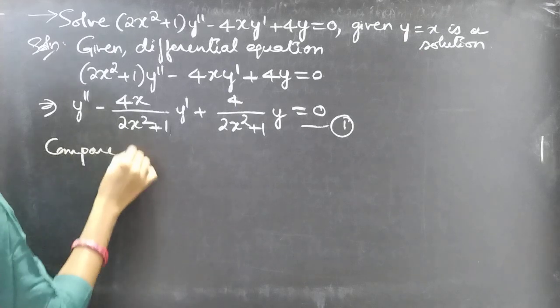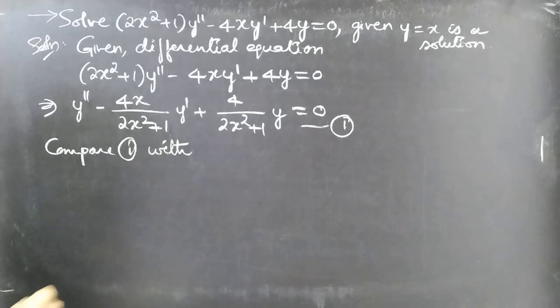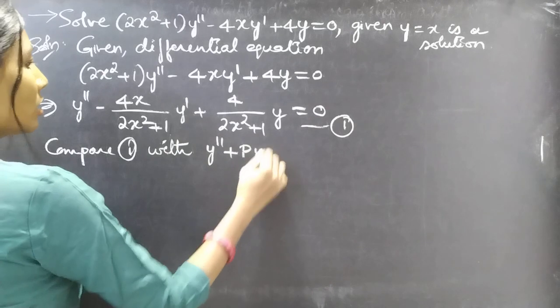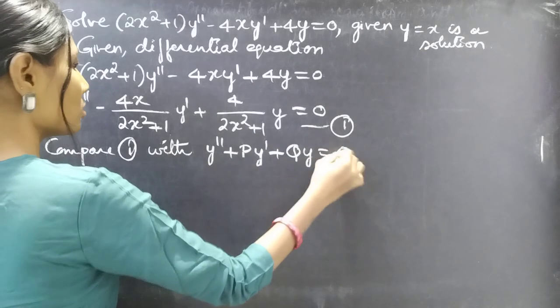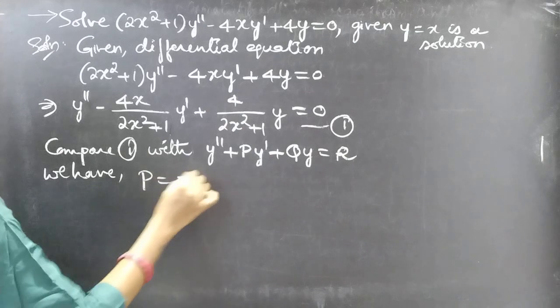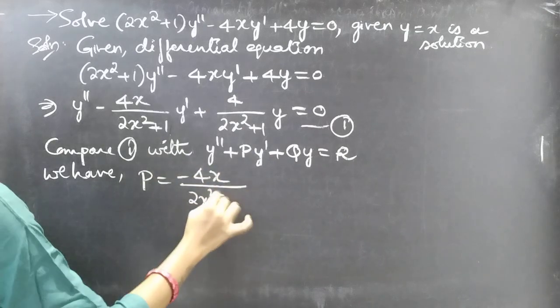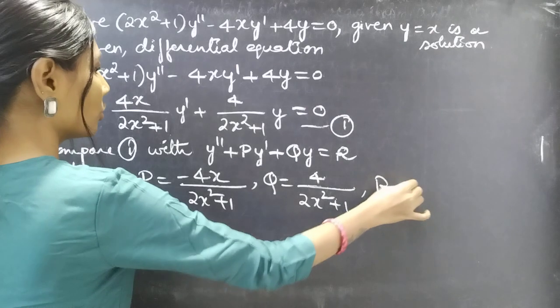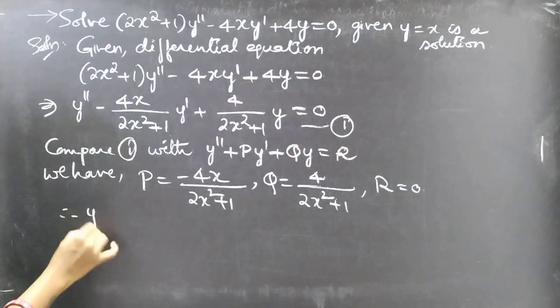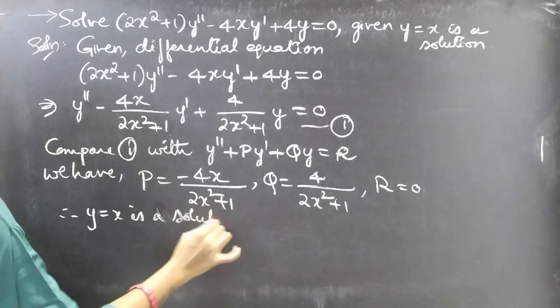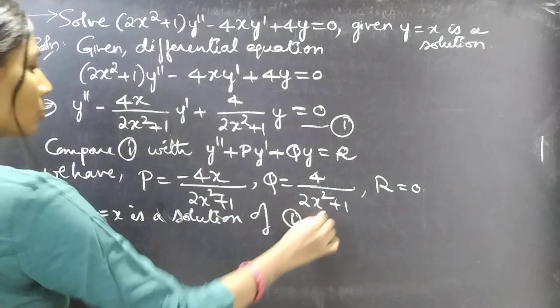Compare 1 with the standard form of a linear equation in y, the second order equation y double dash plus p y dash plus q y equal to r. We have p equal to minus 4x by 2x squared plus 1, q equal to 4 by 2x squared plus 1, and r equal to 0. Therefore, y equal to x is the solution of 1, which is given, right?